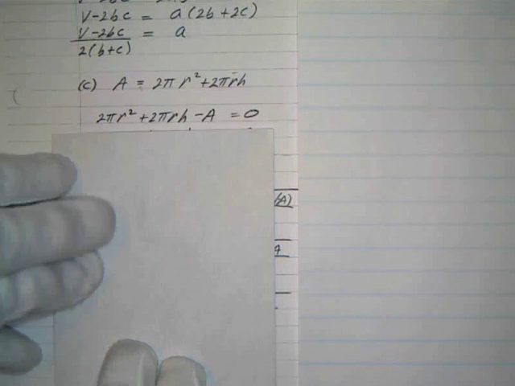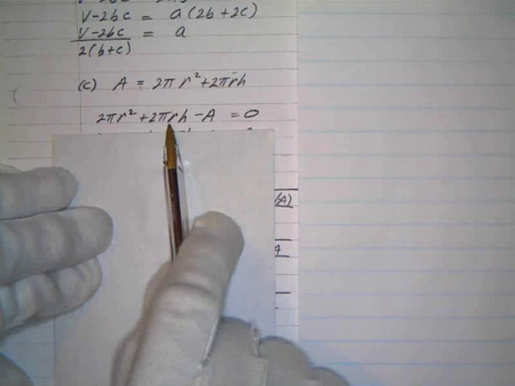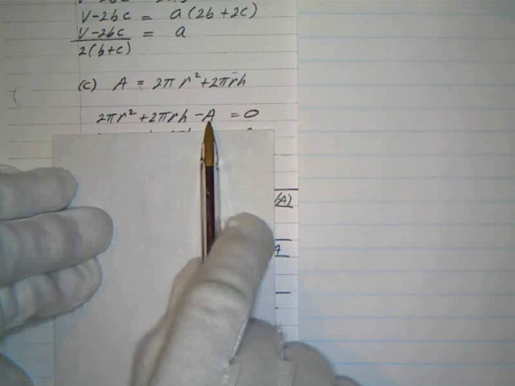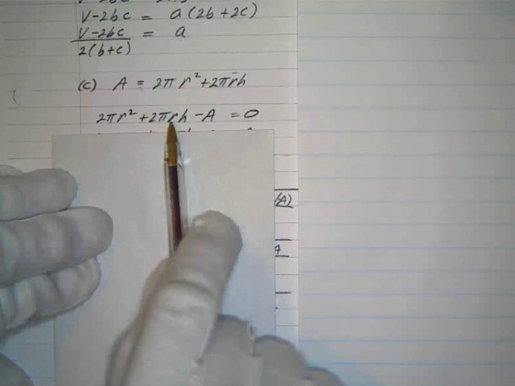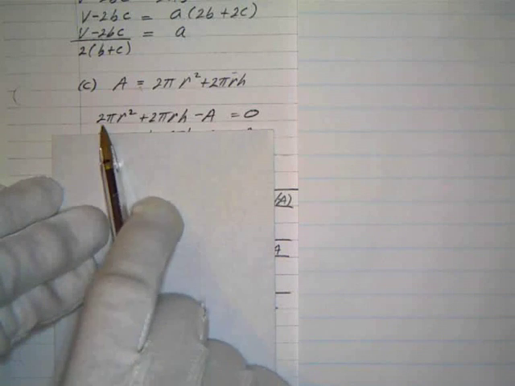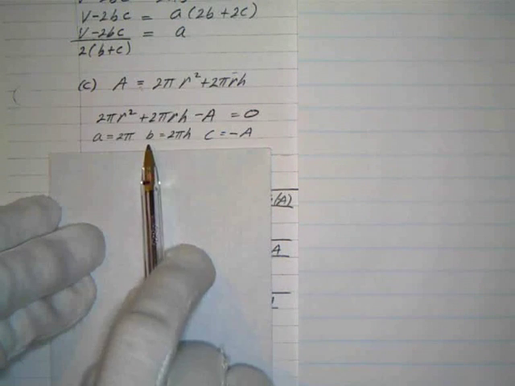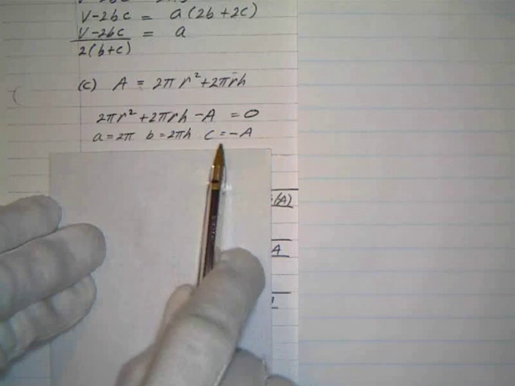So if I subtract the A from both sides and flip them to the other side of the equal sign, I would have 2 pi R squared plus 2 pi RH minus A. And I can notice that I have a trinomial in R: R squared, R, no R's. So if I think of this as an AX squared plus BX plus C type of trinomial, my A would be 2 pi, my B would be 2 pi H times R, and minus A would be the C.